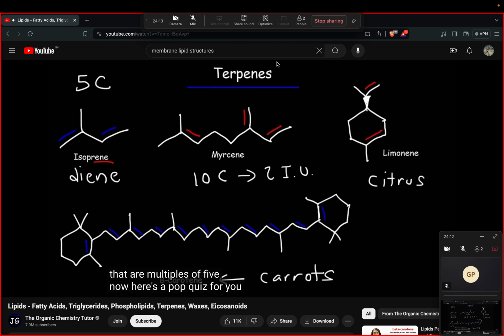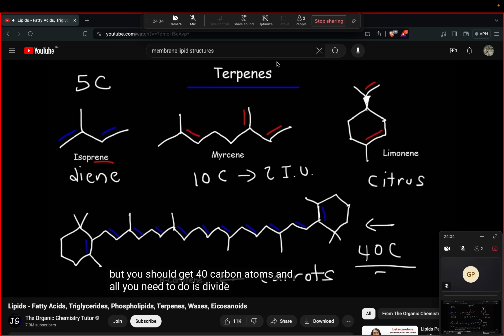Now here's a pop quiz for you, or a test question. How many isoprene units are needed to make beta-carotene? What would you say? What you need to do is count the total number of carbon atoms in beta-carotene. So you can pause the video and do that. But you should get 40 carbon atoms. And all you need to do is divide this by 5. This will give you the number of isoprene units that are needed to make beta-carotene. So in this case, that would be 8 isoprene units.